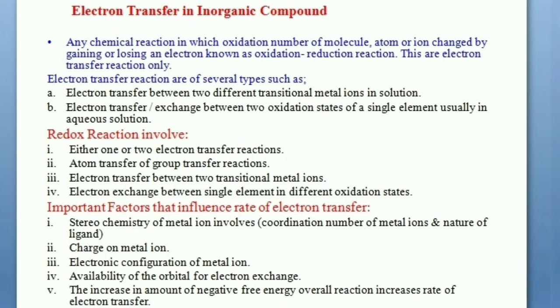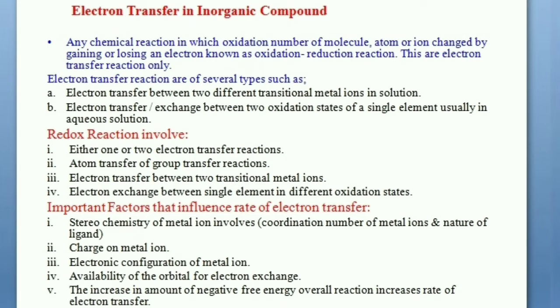Now come to the point electron transfer in inorganic compounds. Any chemical reaction in which the oxidation number of a molecule, atom or ion changes by gaining or losing an electron is known as an oxidation reduction reaction. Electron transfer reactions are of several types, like electron transfer between two different transition metal ions in solution and electron exchange between two oxidation states of a single element in aqueous solution. Redox reactions involve either one or two electron transfer reactions, atom transfer or group transfer reactions, electron transfer between two transition metal ions, and electron exchange between a single element in different oxidation states.